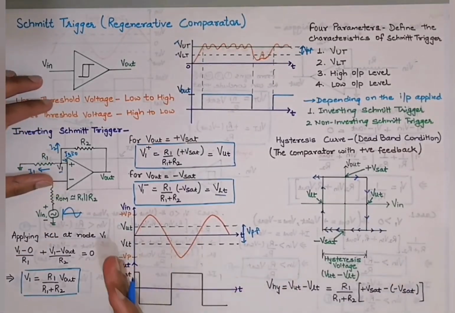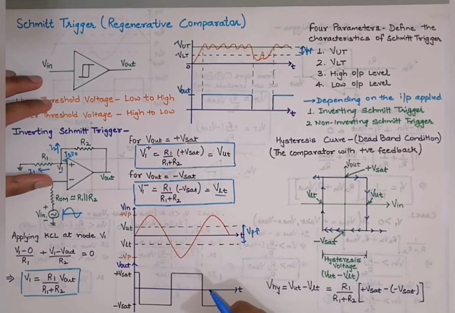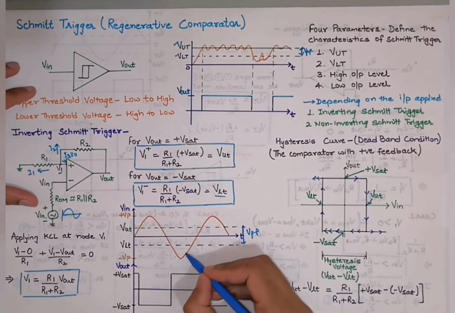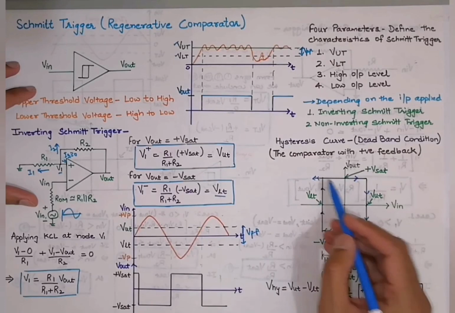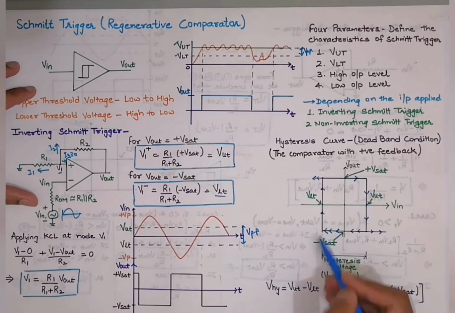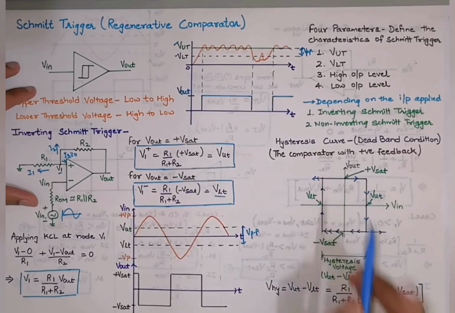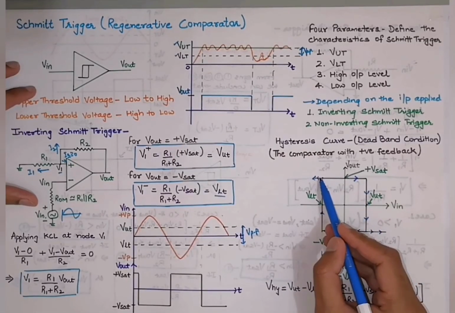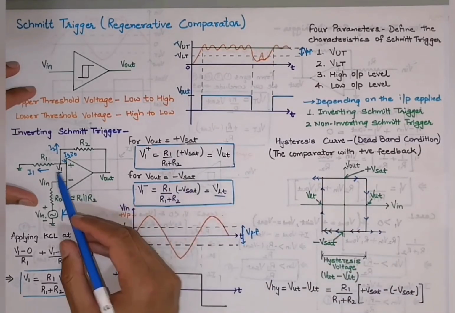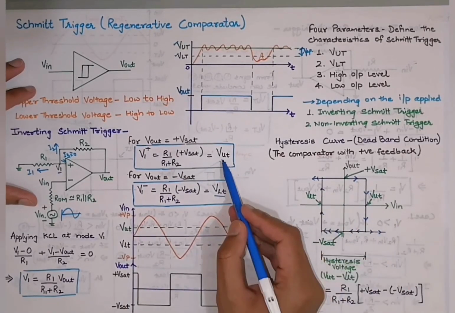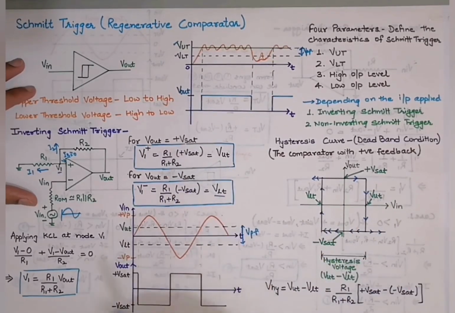Now let's try to increase the value of input voltage from this point. When I increase this value, a point will come when it returns to the value of the lower threshold. But at this point my output will not change. Why? Because the previous value of the output over here is plus V saturation, due to which the value of V1 has come out to be the upper threshold. Now my input signal will be compared with the upper threshold, not with the lower threshold.